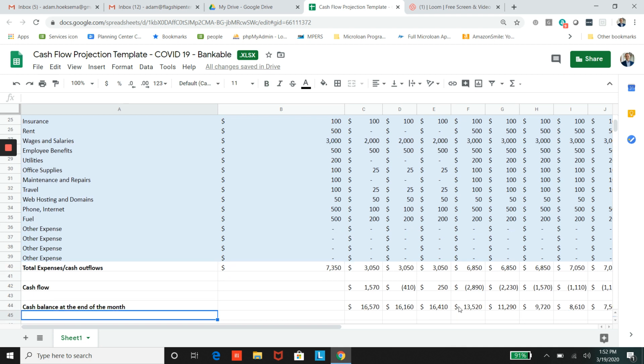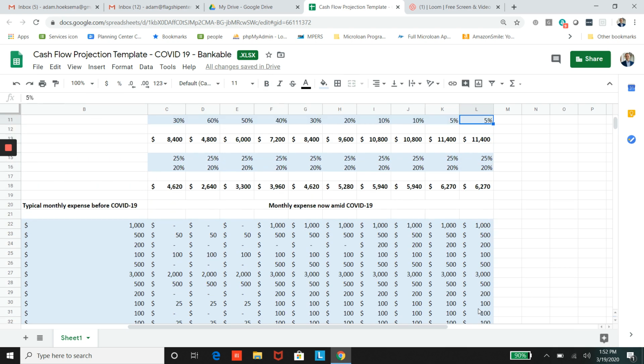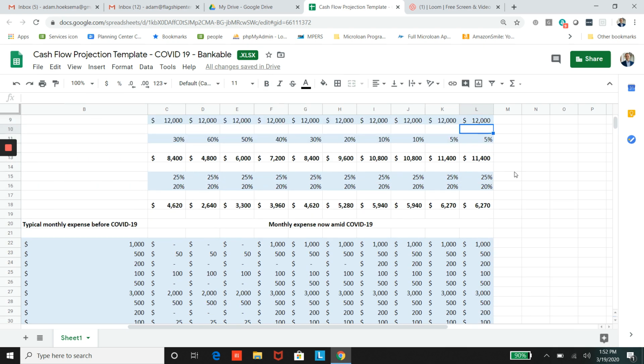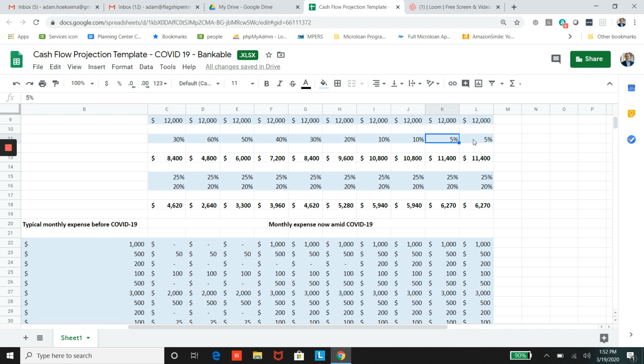And then this last column here is just going to show you your cash balance at the end of each month. Now, this was assuming we got a $10,000 bridge loan. So you can see that we're still dropping down based on the assumptions that we have in here, even through the end of 2020. Now that's assuming that we're still having, this was the sales line, still having a decrease in sales of even 5% in November and December of 2020.